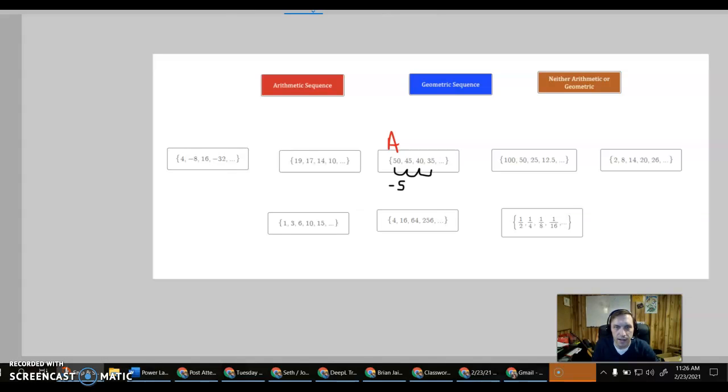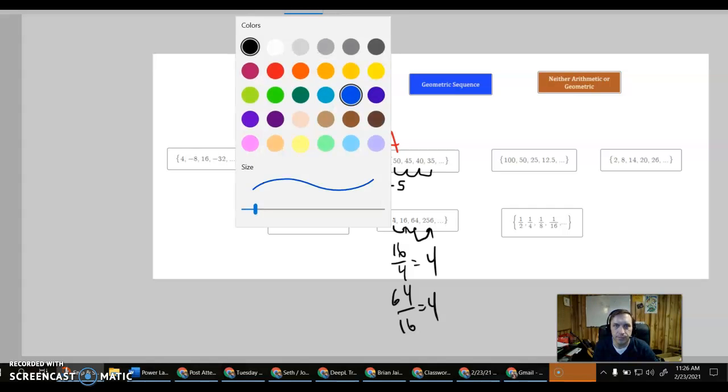Take a look at this one right here, right? We're going from 4 to 16, 16 to 64, 64 to 256. How do we find what that is? Well, I can see 4 to 16, right? We are multiplying by 4, because I can take 16 divided by 4 and I get 4. 64 divided by 16 is 4. So I can see that that common ratio, right, that growth factor is 4. And so that is a geometric sequence.